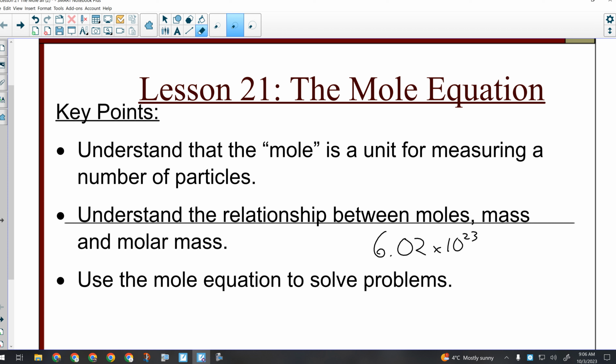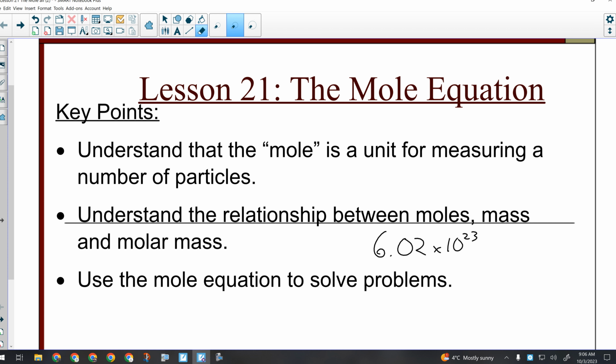Now, do you need to memorize that number? You don't. It's on the back of your periodic table. Okay? It is just one of those numbers that is important. You're going to use it so much that you will inadvertently memorize it, okay? But you don't have to. It is on the back of your periodic table.